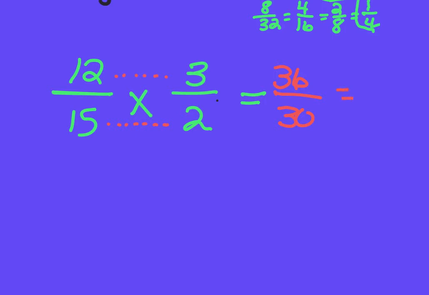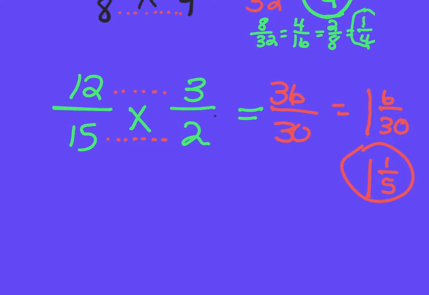So this will reduce. 30 will go into 36 one time. You're going to have 6 over 30 left over. And then I noticed that will reduce. 6 will go into 6 once, and 6 will go into 30 5 times. So my final answer is 1 1/5.